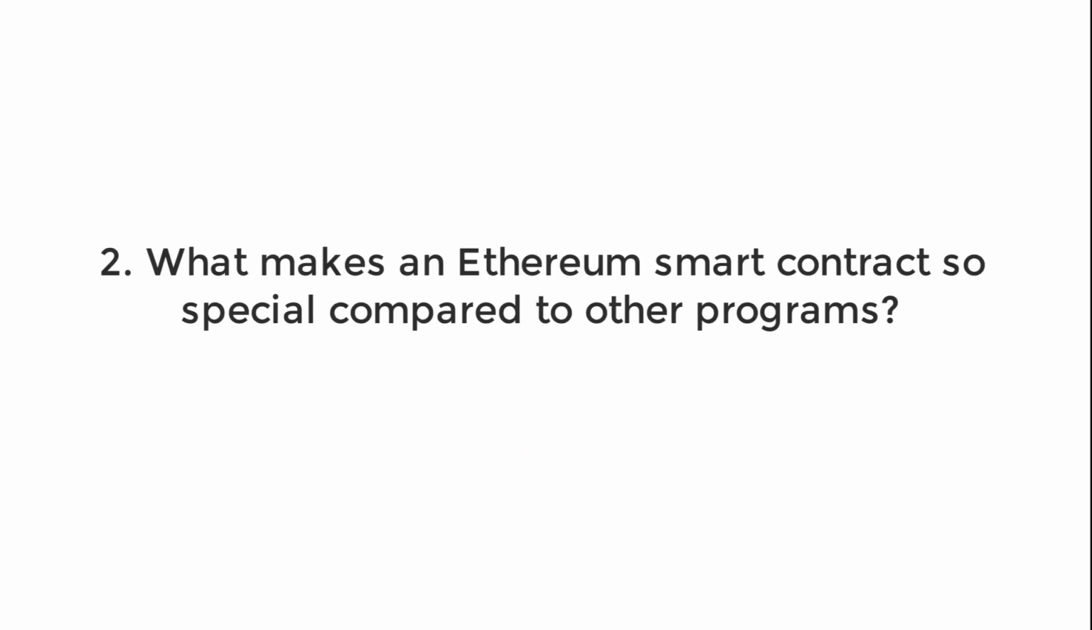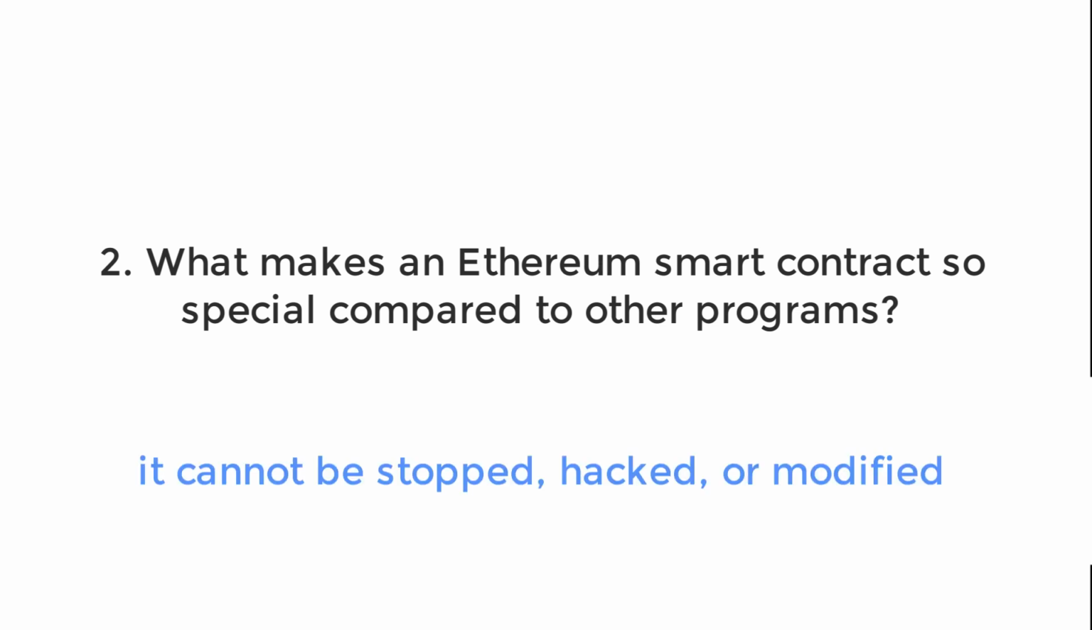What makes an Ethereum smart contract so special compared to other programs? Once an Ethereum smart contract has been deployed to the blockchain, it cannot be stopped. Even if you are the creator of the smart contract or the government or even the developer of Ethereum, nobody can stop a smart contract once it has been deployed.